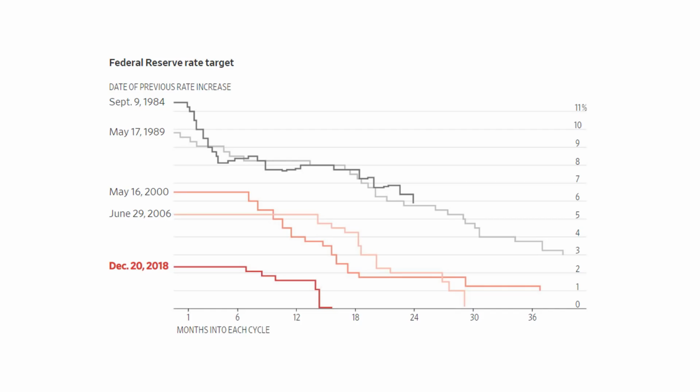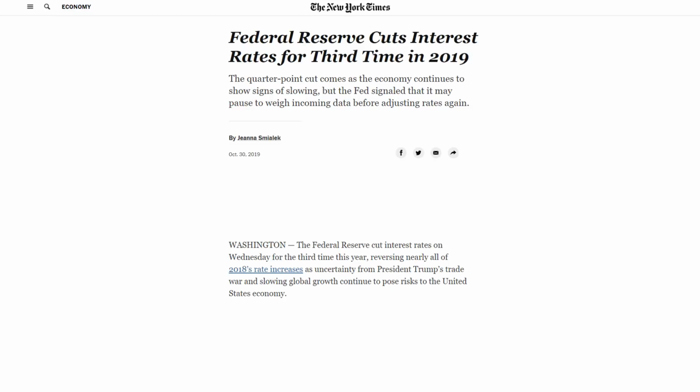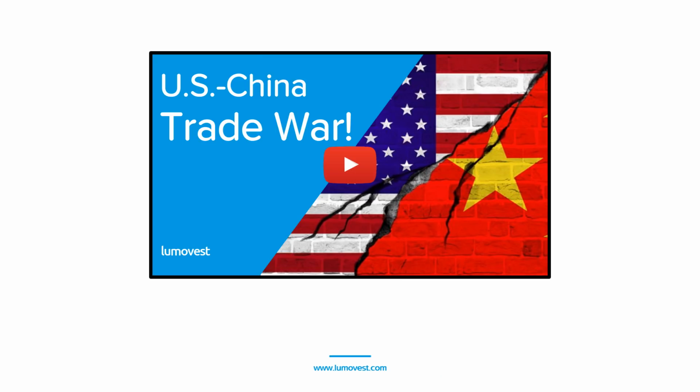The United States entered the coronavirus crisis with interest rates already very low at 1.75%, after just finishing a bruising trade war with China. The Fed had lowered interest rates during the trade war to stimulate the American economy. If you want to learn why the US entered the trade war with China, we have a video on the topic, and you can watch it here.